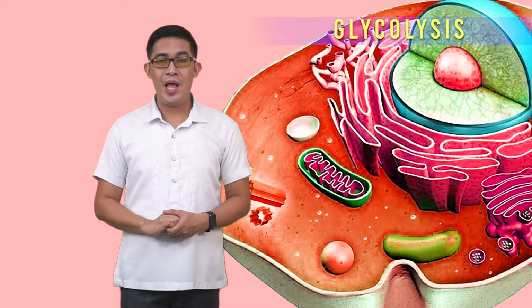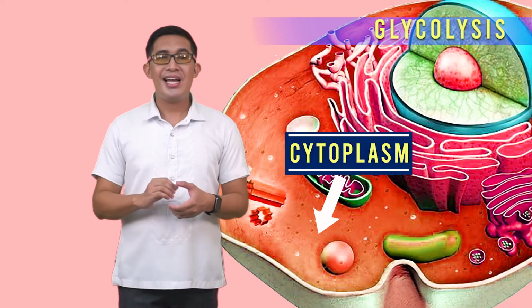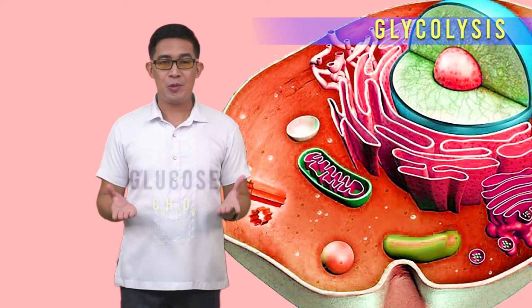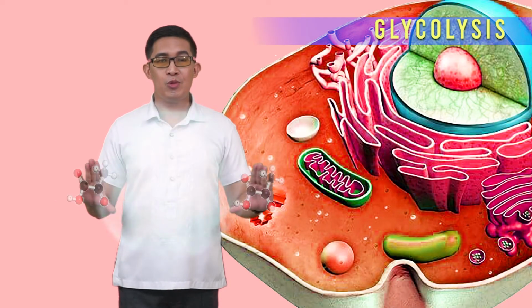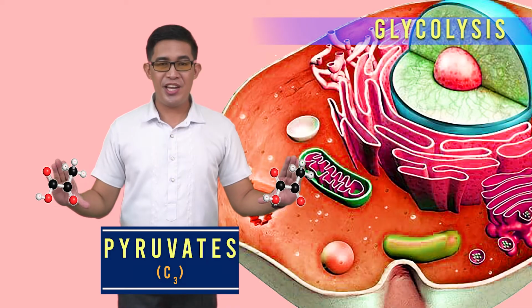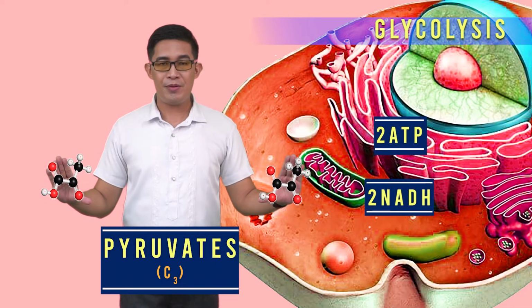cellular respiration. The first process is glycolysis, which takes place here at the cytoplasm of the cell. It is a series of reactions that extract energy from glucose by splitting into two 3-carbon molecules called pyruvates. This change is accompanied by a net gain of 2 ATP molecules and 2 NADH molecules.